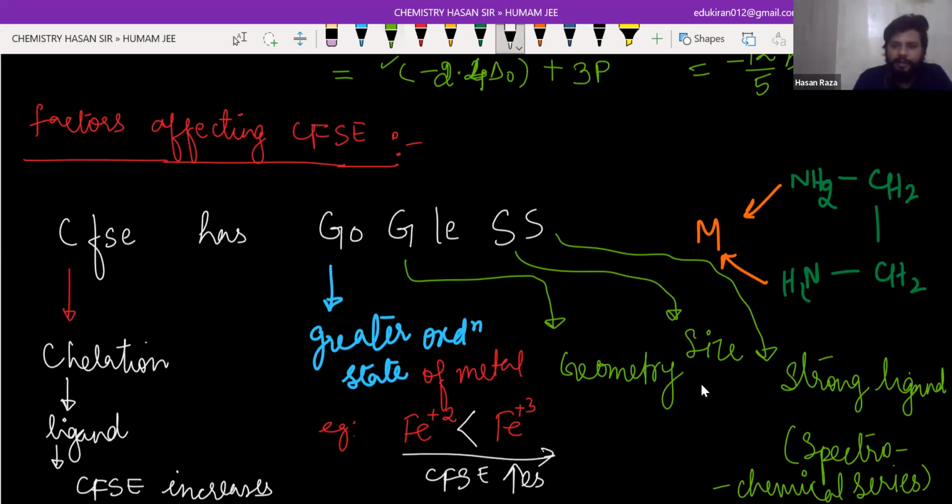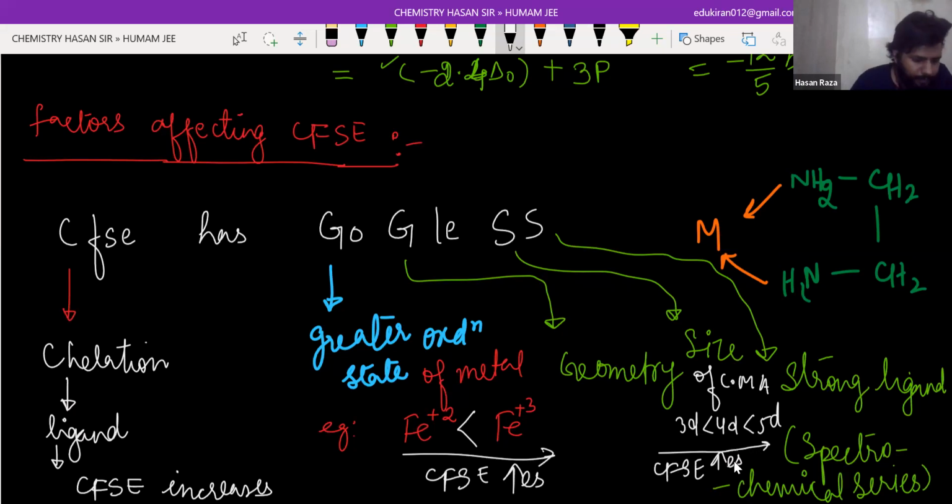In size, we can write size of central metal atom. Everyone knows 3D, 4D and 5D. Going from left to right, size increases, and CFSE also increases. So I think it's clear to all of you.